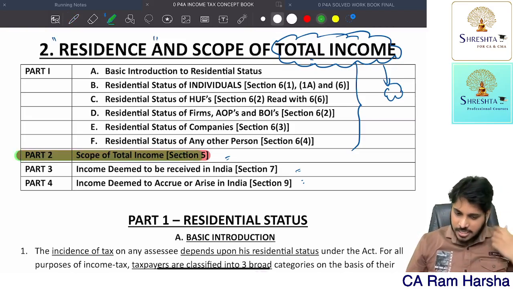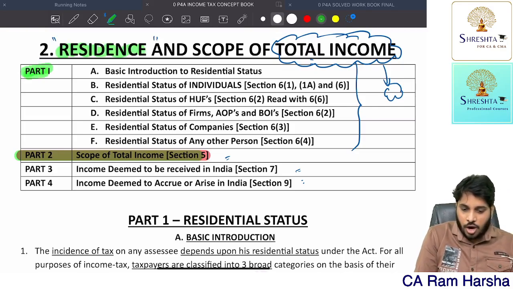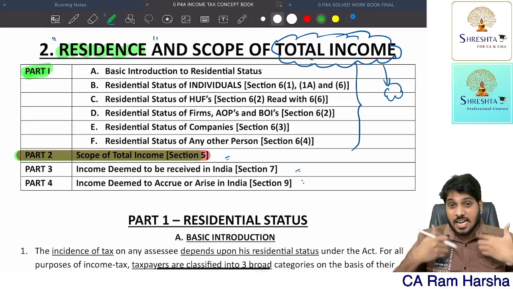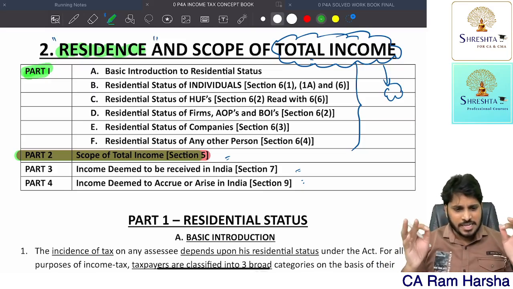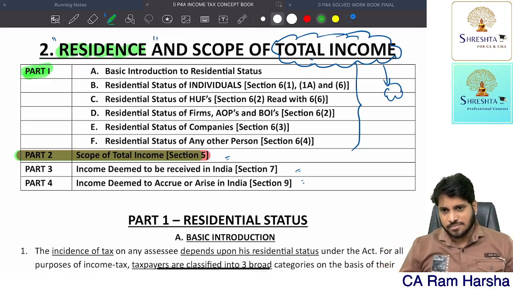In the next class, we will discuss how to identify residential status, how to determine residential status. We will continue in the next session. I hope until now you understood clearly and thoroughly.